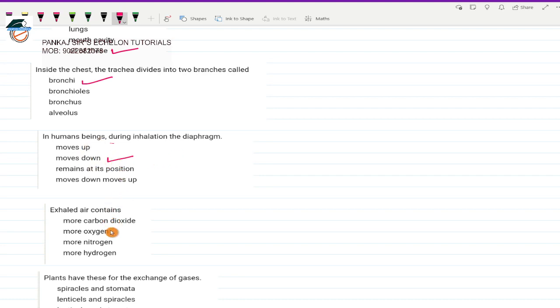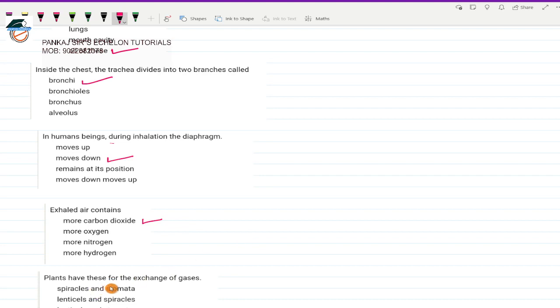Next question is, exhaled air contains. Whatever air we exhale out, what does it contain? More carbon dioxide, more oxygen, more nitrogen, more hydrogen. And the answer is obviously more carbon dioxide, isn't it?